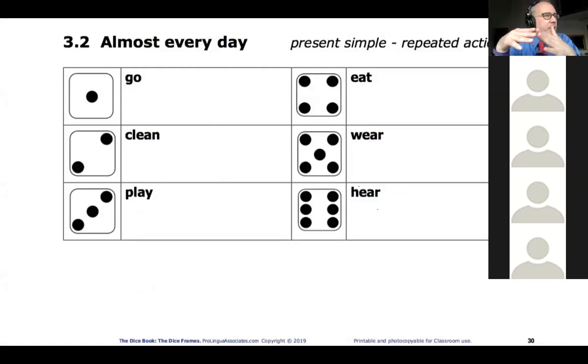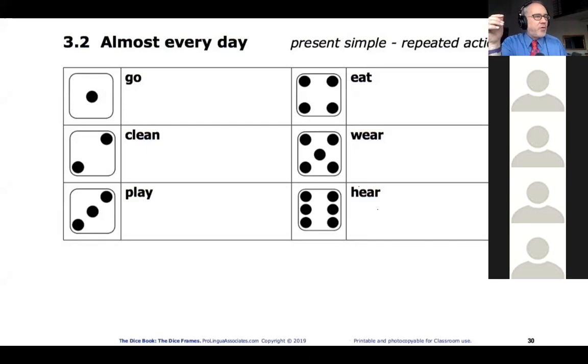So let's go with our grammar here. Almost every day is the dice frame. Let me give an example. I'll roll the die. I got a 3. So I would say almost every day I play my ukulele. Well, that's true.